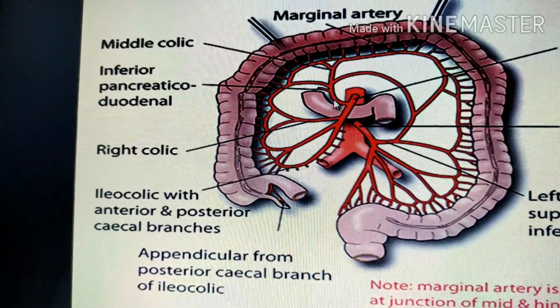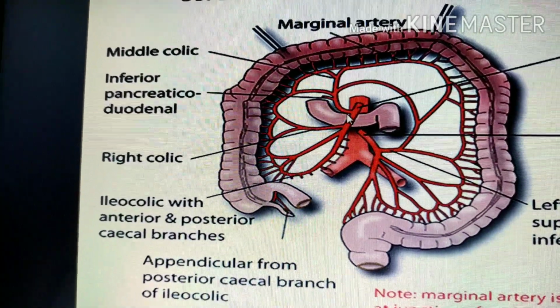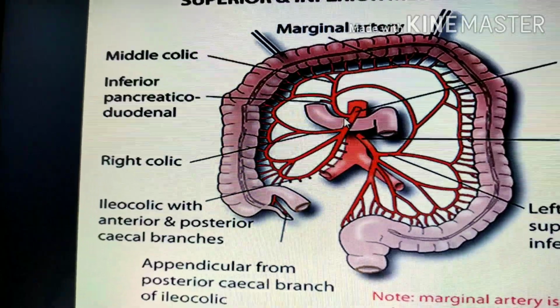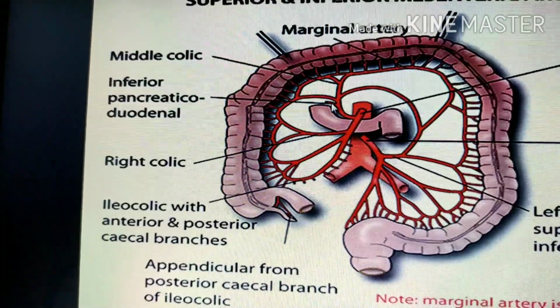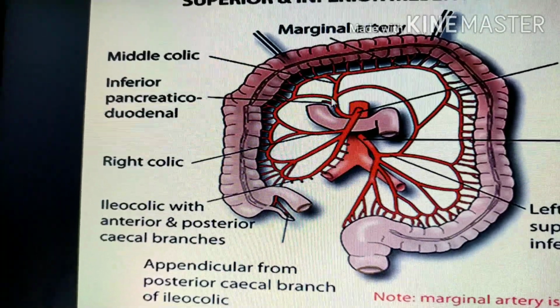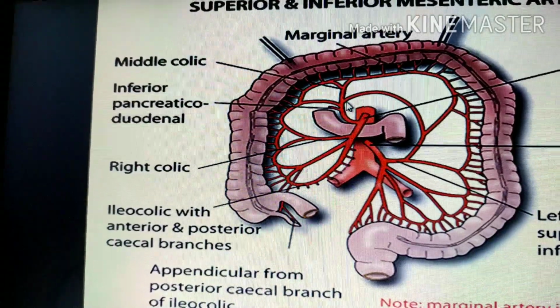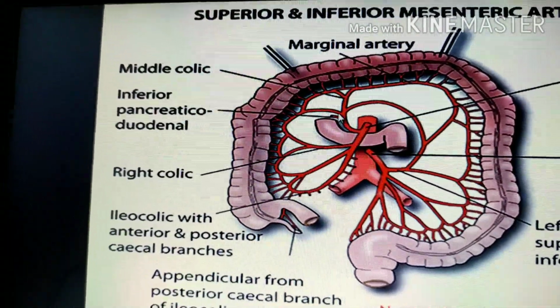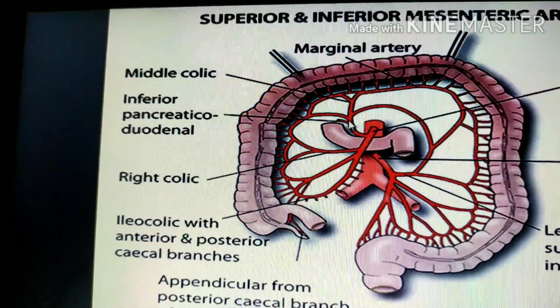This artery arises from the right side of the superior mesenteric artery along the upper border of the third part of the duodenum. Then it passes upward in the duodenopancreatic groove and divides into anterior and posterior branches. Here it supplies the duodenum and the head of the pancreas. It ends by anastomosis with the superior pancreaticoduodenal artery.